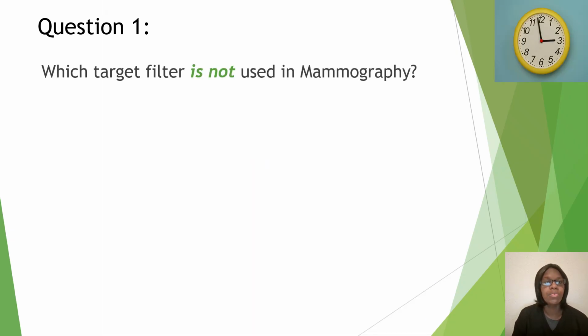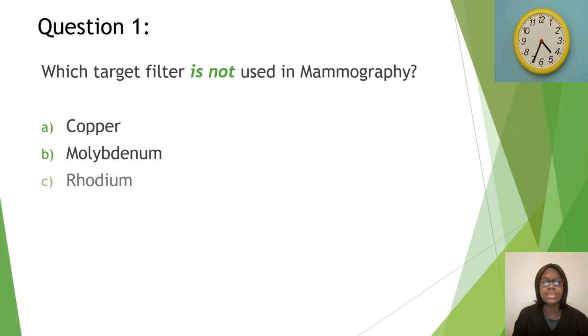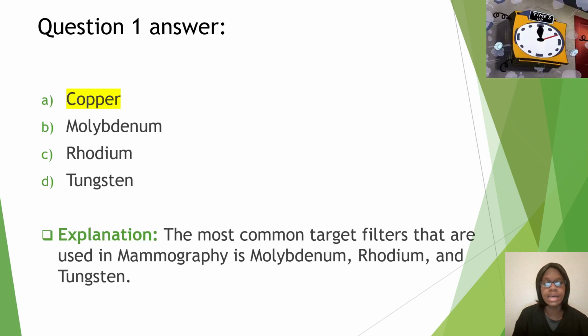Question 1. Which target filter is not used in mammography? A, copper. B, molybdenum. C, rhodium. D, tungsten. All right, the correct answer is A, copper.